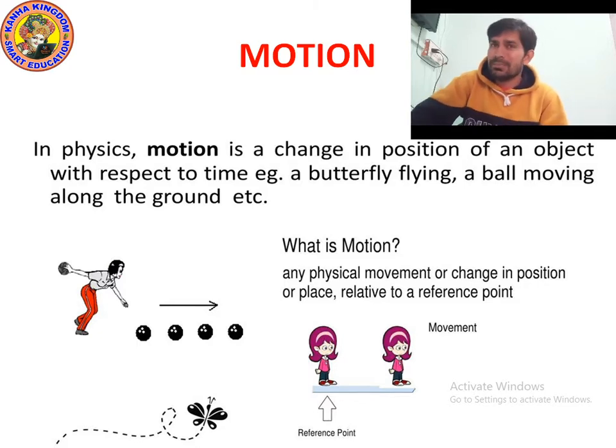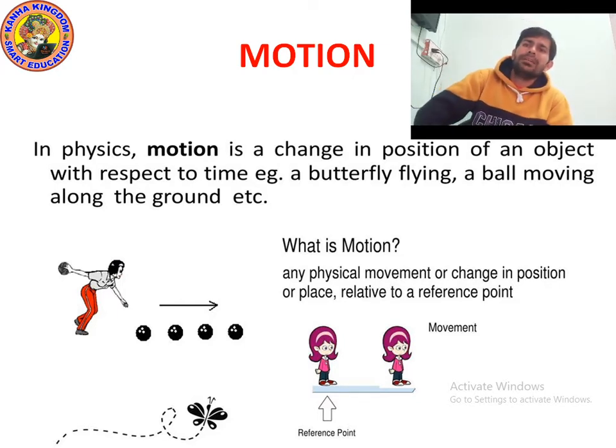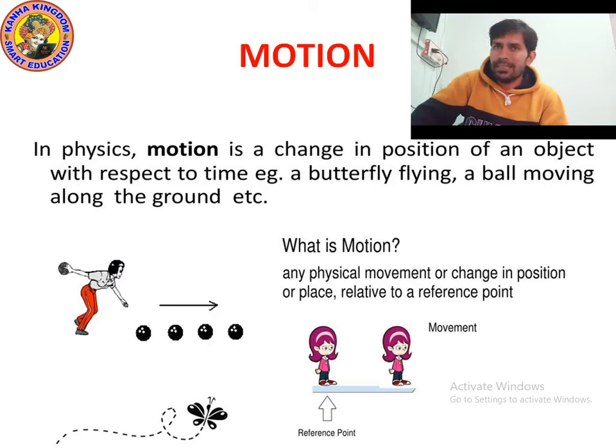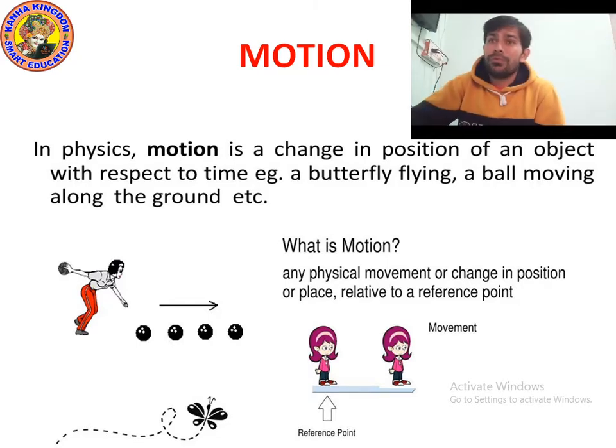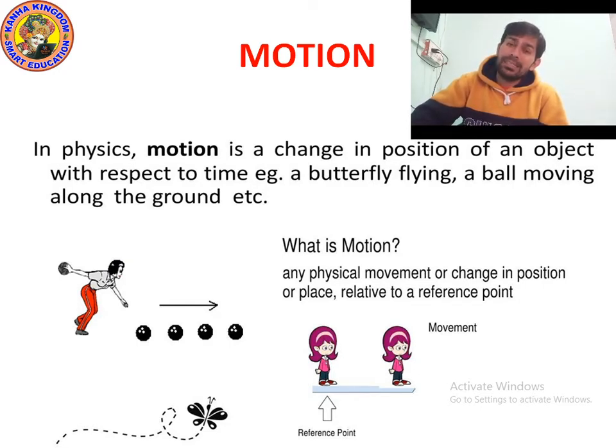So motion means changing in position, going from one position to another. You can see a girl is standing, but if she walks, then she will travel some distance. And you can see the picture of a butterfly. The butterfly also flies. When the butterfly flies, it travels some distance, it goes from one position to another.